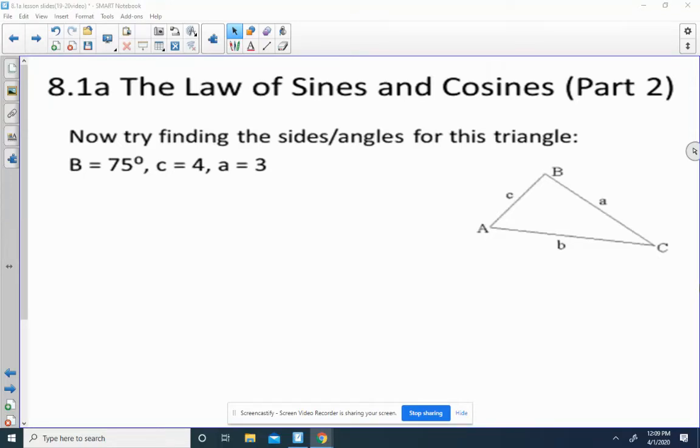Not college algebra. Hello, trigonometry, and this is going to be part 2 of 8.1, the law of sines and the law of cosines.